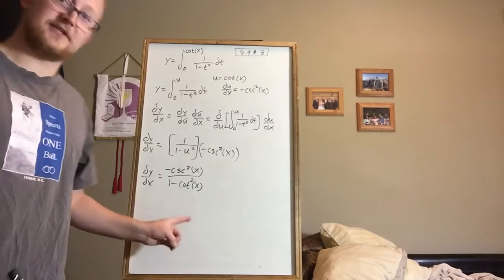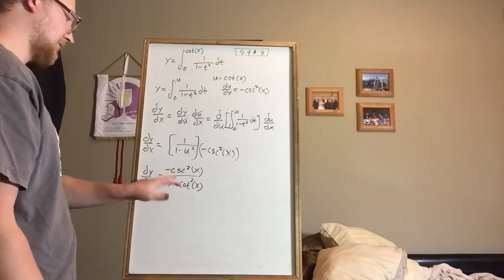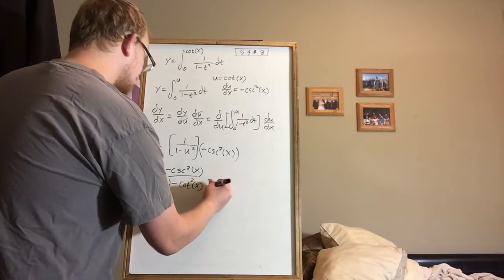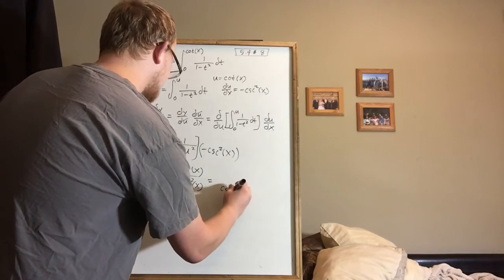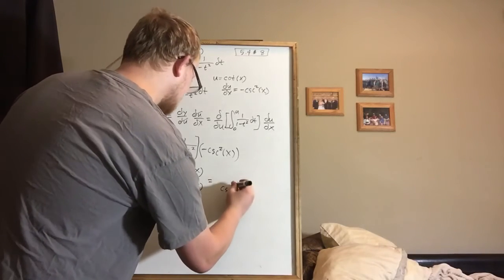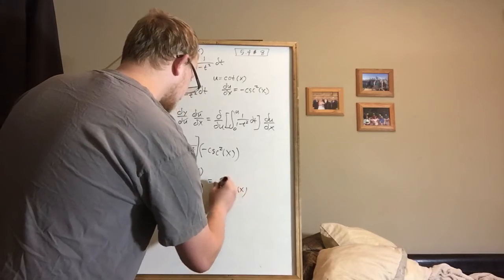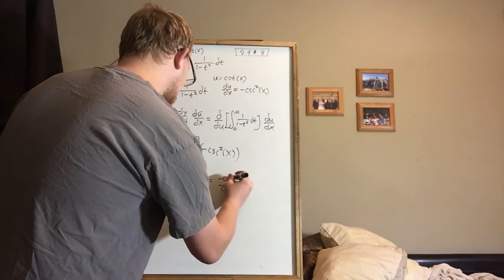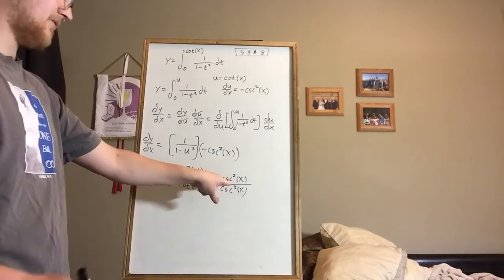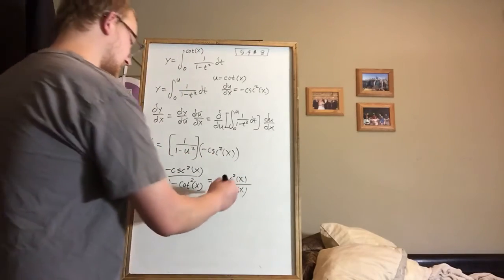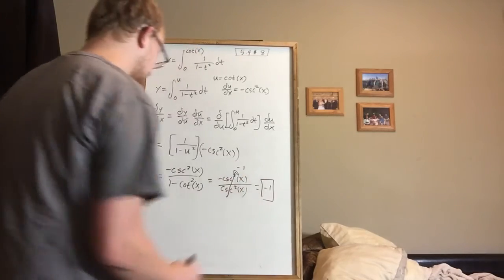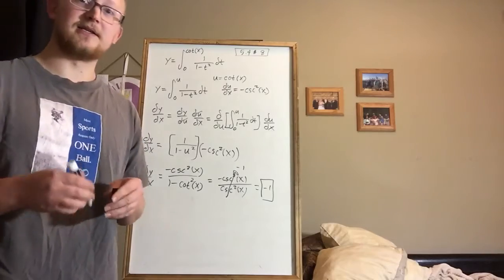And here's where some trig identities come in handy. So you can prove this to yourself using the Pythagorean identity, but 1 minus cotangent squared x is actually equal to cosecant squared x. So the denominator turns into cosecant squared x, the numerator turns into negative cosecant squared x. Well, it doesn't turn into it, it was already that. And so negative cosecant squared x divided by cosecant squared x is minus 1. And that's our answer, that we prove that dy/dx is equal to minus 1.